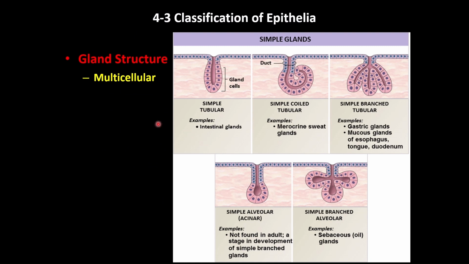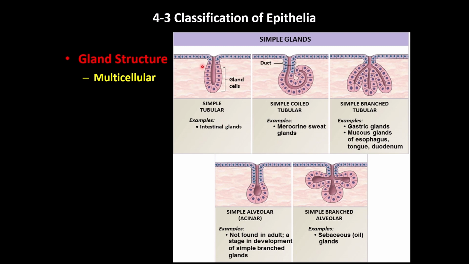Then the second classification is called multicellular. It means it's made of multiple cells together that make a gland. That divides again into simple glands and compound glands. Simple glands have only one duct, just one duct. The secretion drains in one duct.